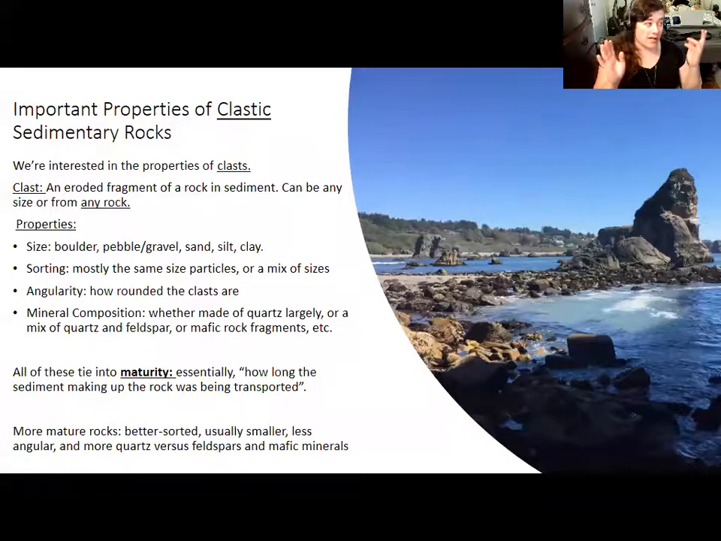And likewise, sediments that are mature have been in the system for a long time. They've been transported a long way. So if a sediment is mature, it will usually have smaller particles because the larger pieces have broken down. It will be pretty well sorted because there's been time to settle and differentiate. It'll be more round because the water's rounded it more, and it'll have a lot more quartz and not as much feldspar and rock fragments.